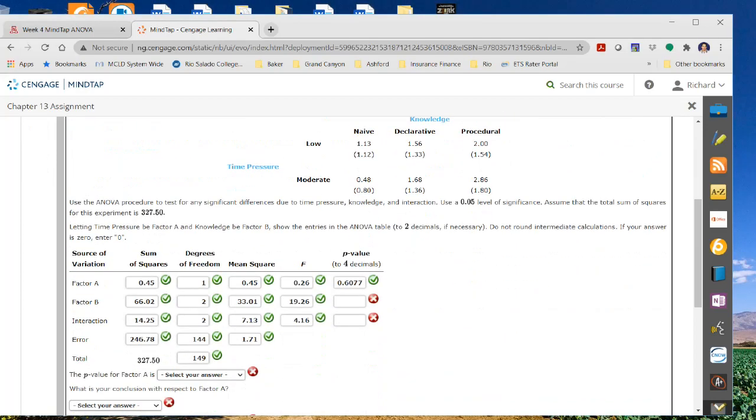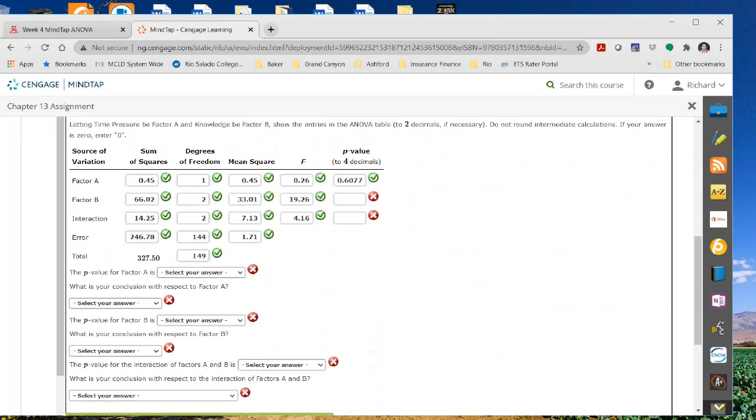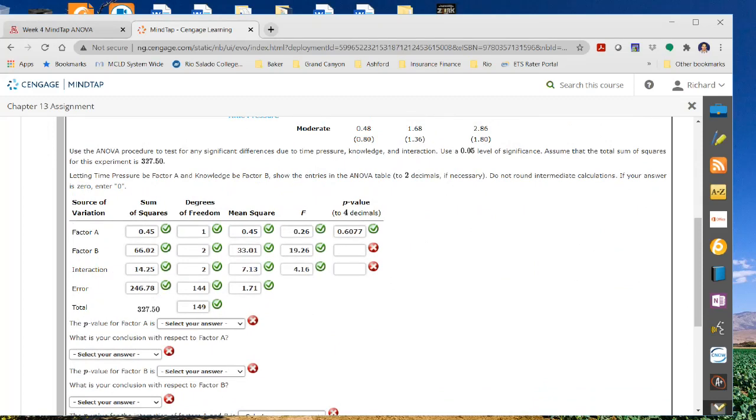Here's our problem statement. You can see that I'm most of the way through it. You can see the green check marks. I've done this a couple of times just to make sure that I'm getting these answers right. But let me show you how I'm arriving at these answers.